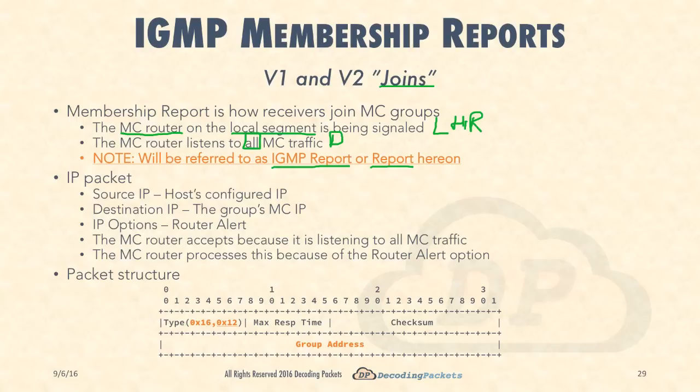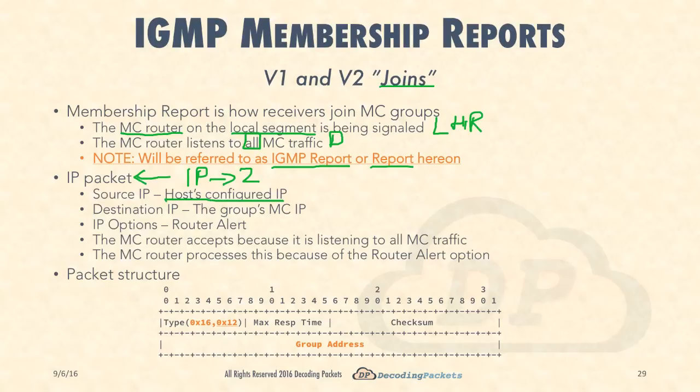Now, ultimately, it is carried in an IP packet. We discussed this before. IGMP is IP protocol number 2. So it ultimately has to reside in an IP packet. That IP packet would also have a source IP. This one's actually pretty easy. This is the host's configured IP, the IP that is on the interface of the host, that is just used to populate the source IP field.